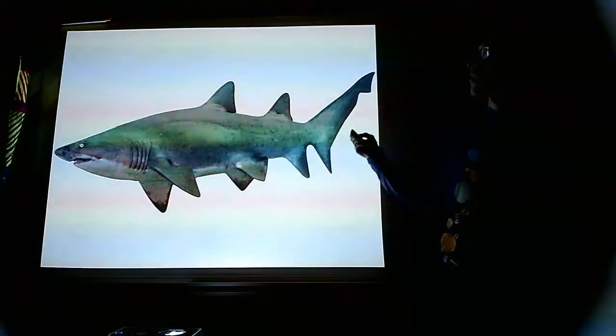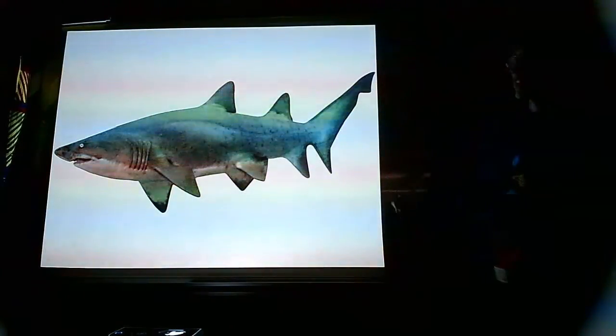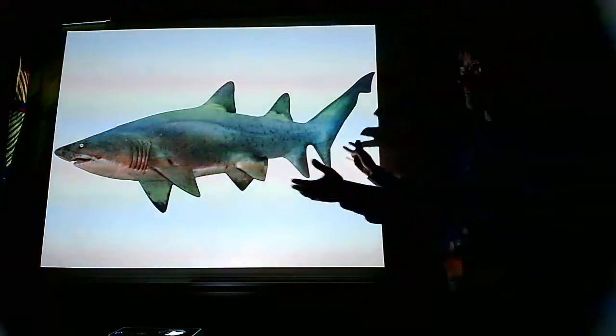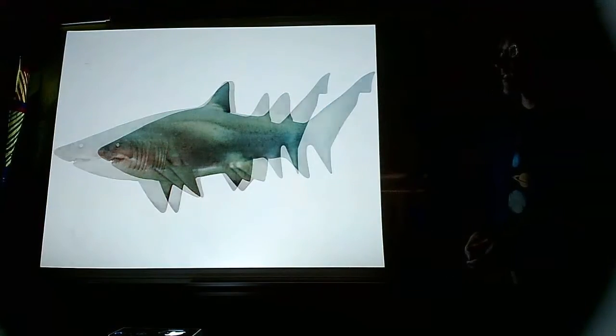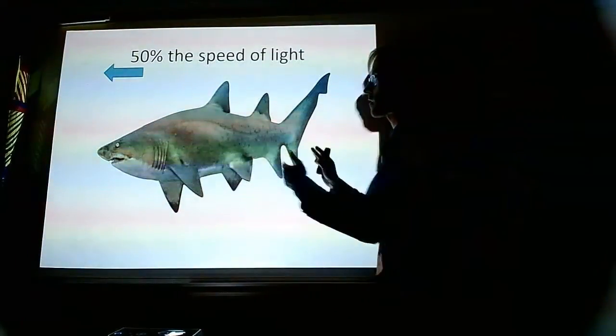But if you're going at 50% the speed of light, when I say length contraction, I mean the length is going to contract. At 50% the speed of light, it's going to appear compressed.